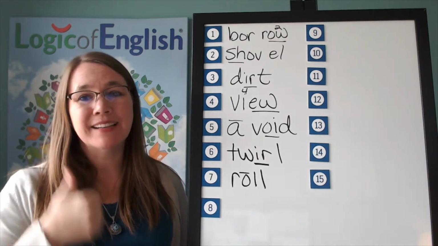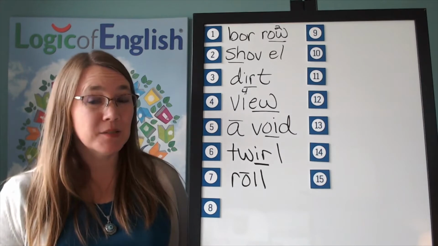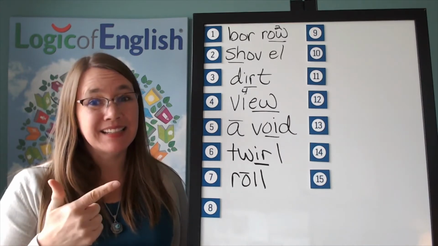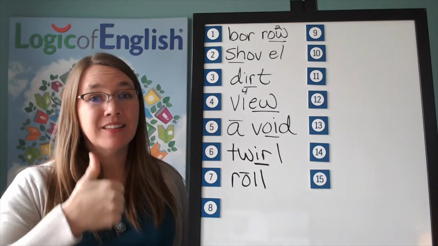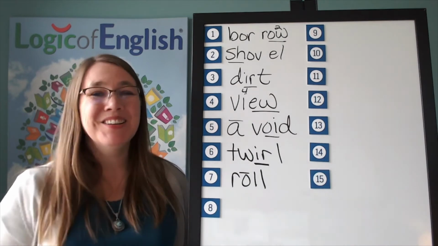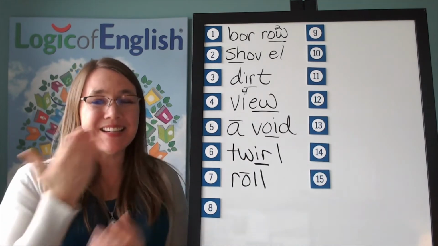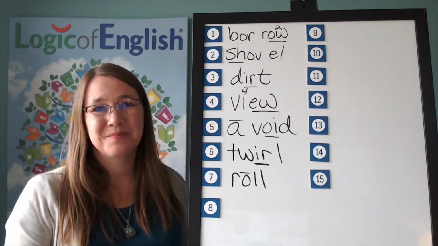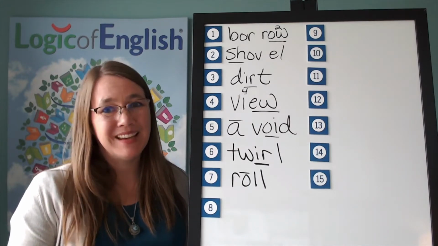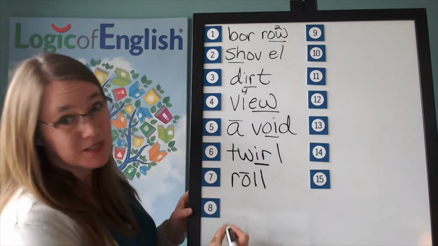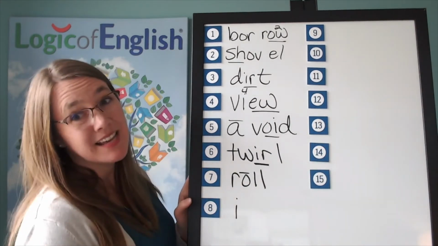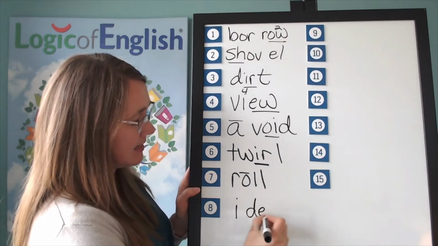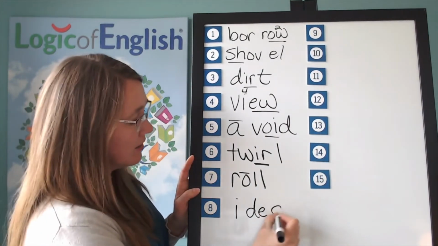The first syllable is I. The second syllable is D, D-E. The third syllable is aw. Use an a-aw. Go ahead and write I-D, aw. Excellent. And help me to write it. The first syllable is I. The second syllable is D, D-E. The third syllable is aw.